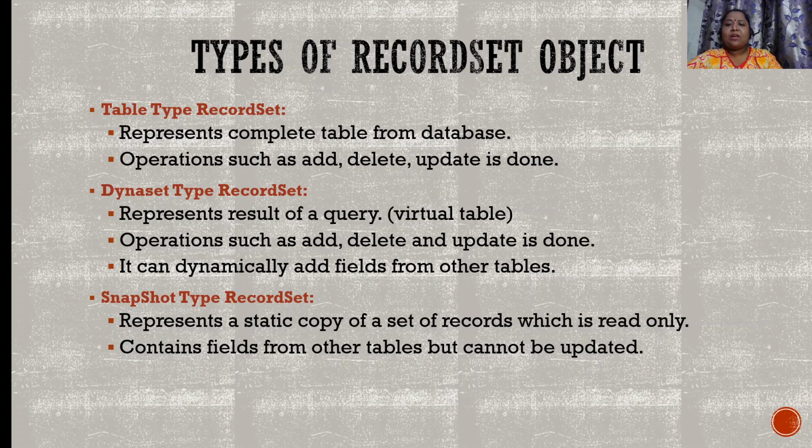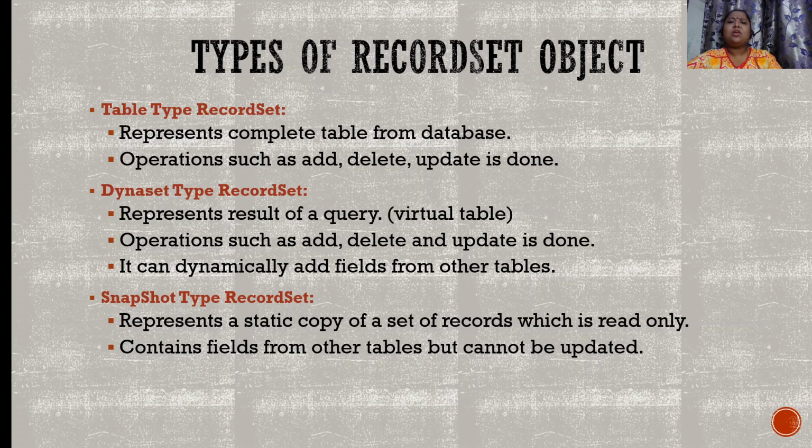In a table type record set, the complete table from the database is represented. I'll just say this is the table, and the manipulations will all happen directly with the table itself. The table which you store inside the database itself is going to be manipulated. That type of record set is called a table type record set. So I repeat, a table type record set represents the actual table present inside your database, right? And what manipulations can you do?